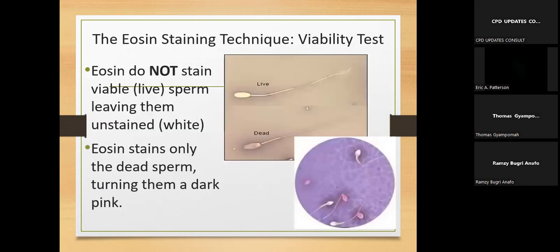So the eosin staining technique, the viability test, eosin does not stain viable sperm cells. Therefore, in this particular one, you see, this one is not stained, colorless. This one appears pinkish. And remember, it's a wet mount. Okay, if you look here, these ones are all stained pinkish, and therefore they are all dead. This one is not. This one is colorless. This one is colorless. This one is colorless. So even though they were previously immotile, it tells you that they are not dead.